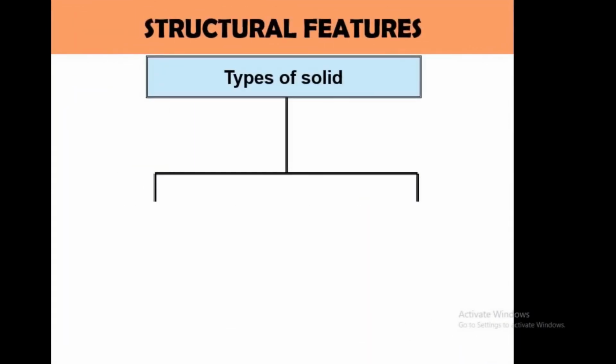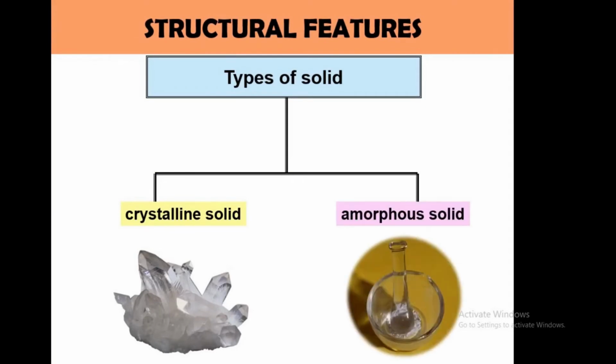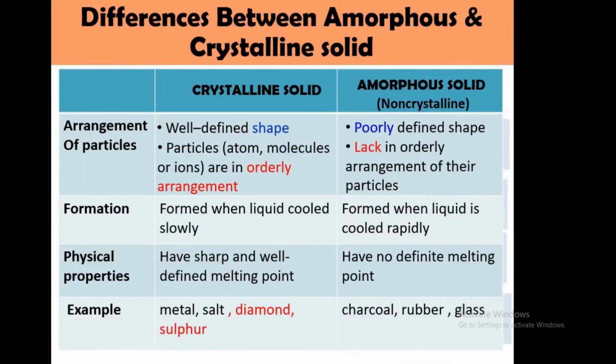Types of solid are divided into two categories. The first one is crystalline solid. This is an example of crystalline solid. Another one is amorphous solid. This is an example of amorphous solid. This is a comparison table between crystalline solid and amorphous solid in terms of arrangement of particles, formation, physical properties, and some examples.